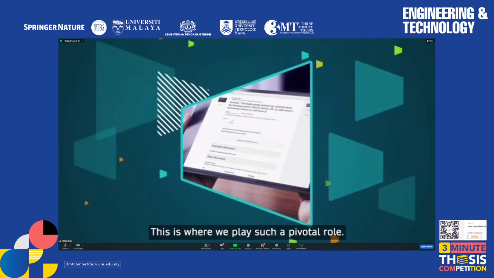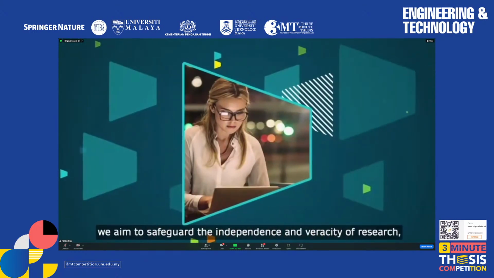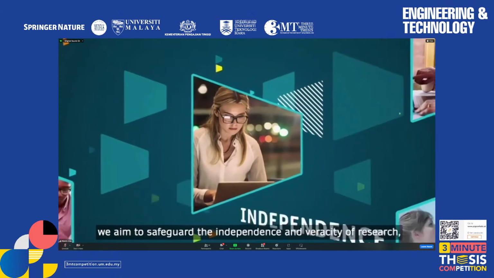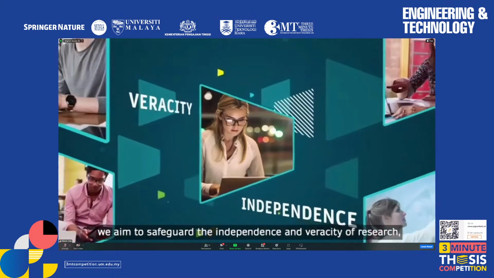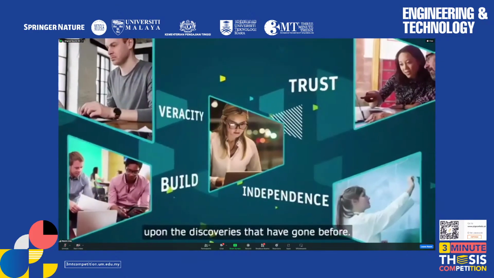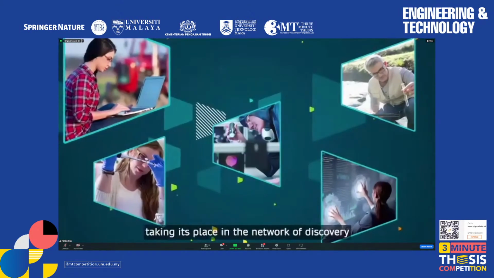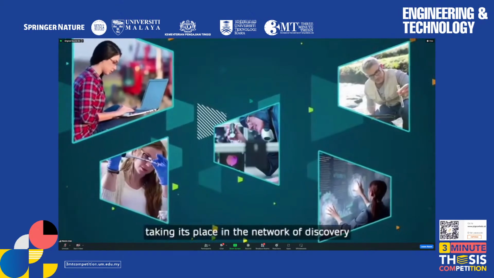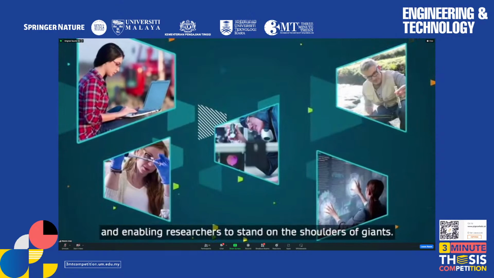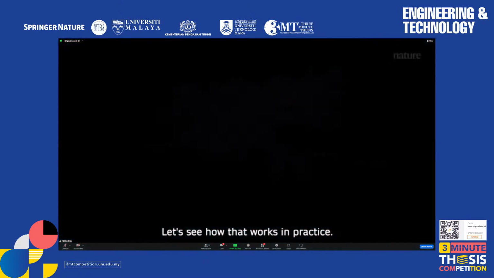This is where we play such a pivotal role. As custodians of the academic record, we aim to safeguard the independence and veracity of research, helping researchers to trust and build upon the discoveries that have gone before. Each experiment, every finding, taking its place in the network of discovery and enabling researchers to stand on the shoulders of giants. Let's see how that works in practice.